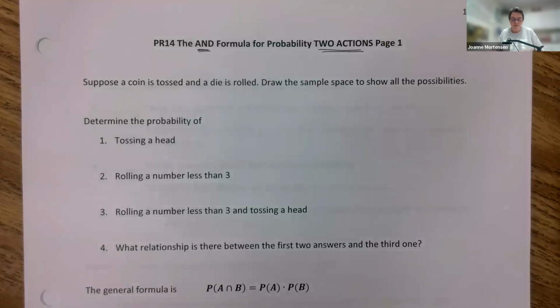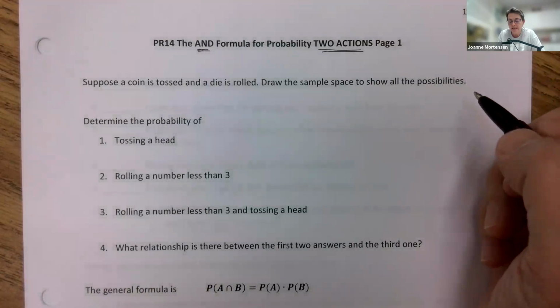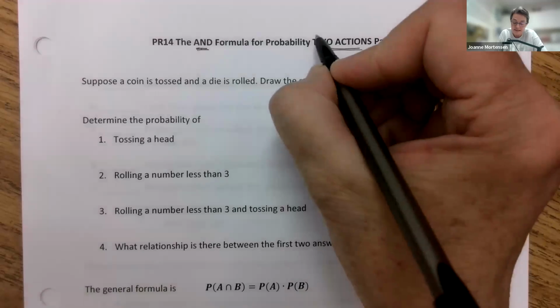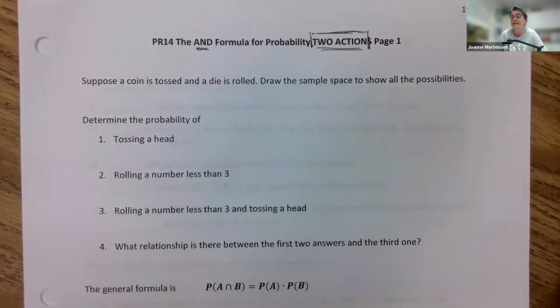Hey there, this is video PR14, and we're going to talk about the add formula for probability. This specifically talks about two things happening. It's not when you have the overlap of two events and you're finding the intersection part. This is one thing happens and then another thing happens. So slightly different, and that's why I underlined, highlighted, scribbled around the idea of its two actions.